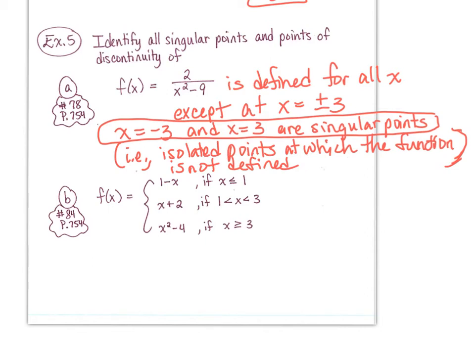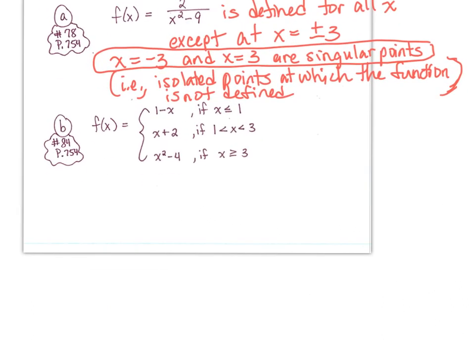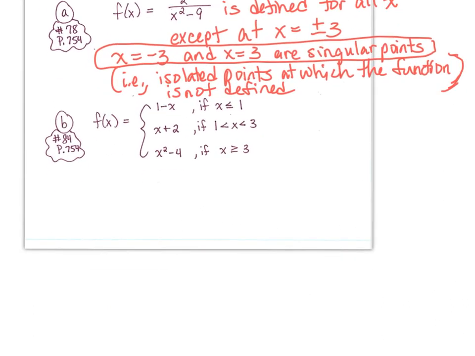So we need to identify all the singular points and points of discontinuity for this piecewise defined function f of x equals 1 minus x if x is less than or equal to 1, x plus 2 if x is between 1 and 3 but not equal to 1 and 3, and x squared minus 4 if x is greater than or equal to 3. So here we have to do a little bit more work.